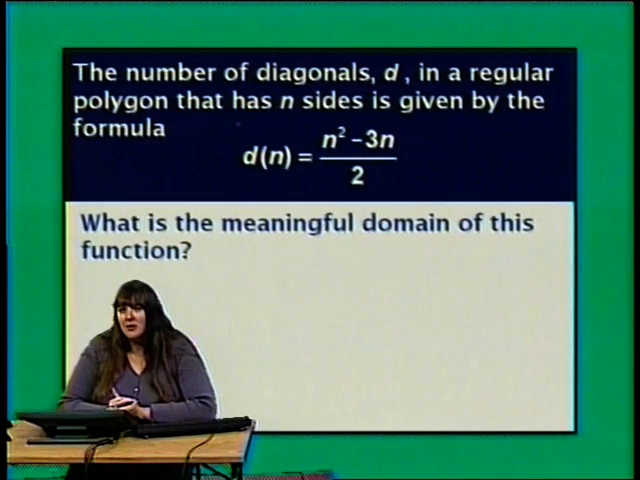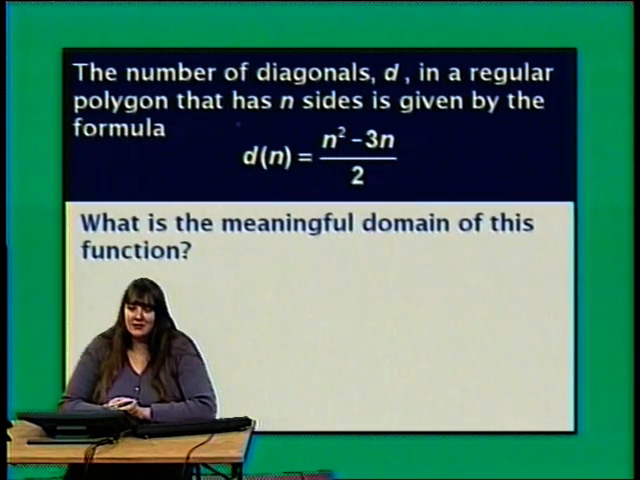Well, the domain here, if we're looking for first coordinates, we're looking for the n coordinates. n is representing the number of sides of the regular polygon. A negative number of sides doesn't make any sense. 0 sides doesn't make any sense. 1 and 2 sides don't make any sense either. In fact, the smallest regular polygon we're going to get is a triangle, which has 3 sides.